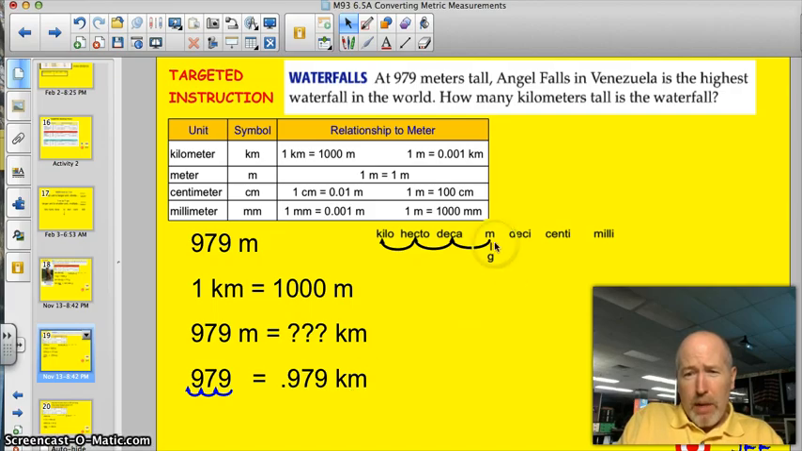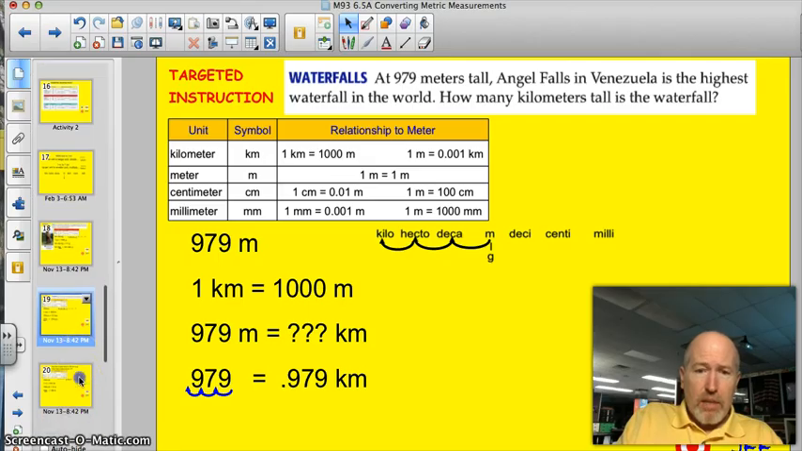All right, you with me? I moved it 3 spaces. I was going from meters to kilometers, 1, 2, 3. I take a look at my number, 979. This is where the decimal would be. I have to move it 3 spots to the left, because that's what I did in my chart over here. I'm dividing by 1,000. I'm getting a smaller number, 1, 2, 3. And there we go. It's just that simple.